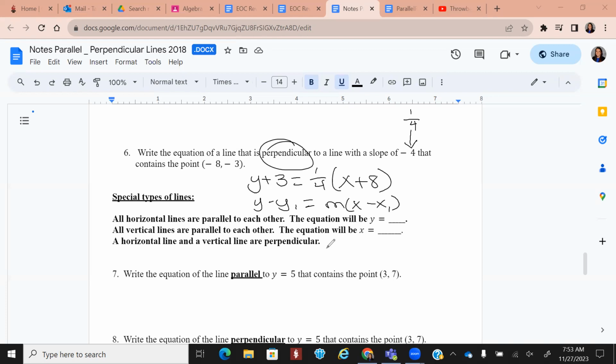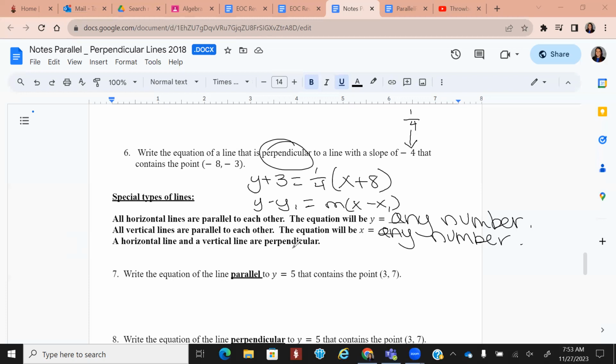So all horizontal lines are parallel to each other. So the equation for that is going to be y equals any number. All vertical lines are parallel to each other. The equation will be x equals any number. All horizontal and vertical lines are perpendicular.